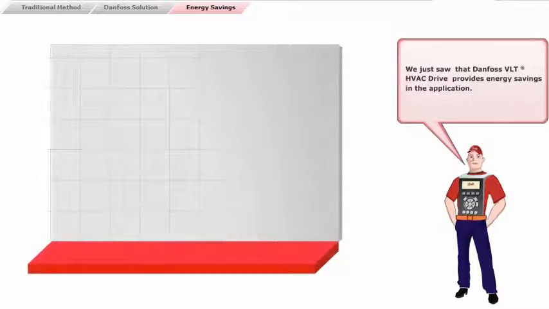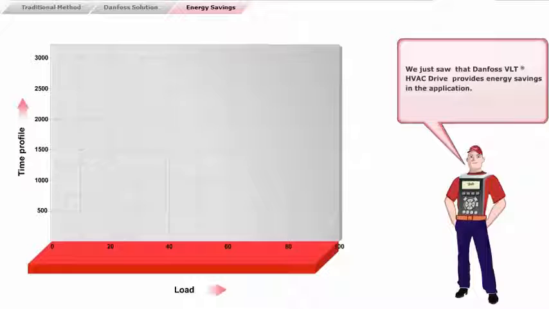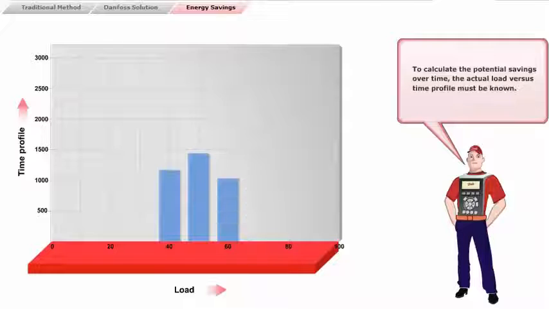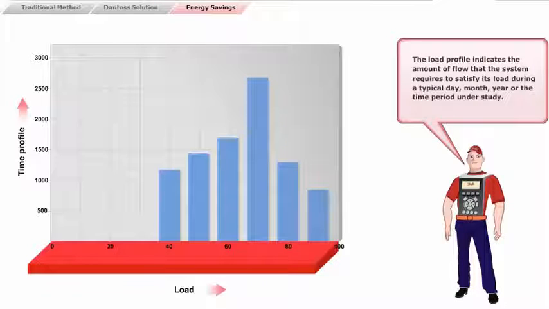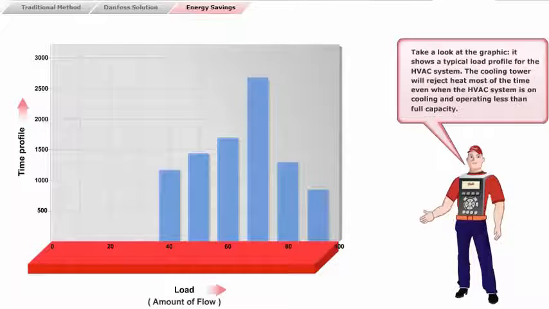We just saw that the Danfoss VLT HVAC drive provides energy savings in the application. To calculate the potential savings over time, the actual load versus time profile must be known. The load profile indicates the amount of flow that the system requires to satisfy its load during a typical day, month, year, or the time period under study. Take a look at the graphic. It shows a typical load profile for the HVAC system.